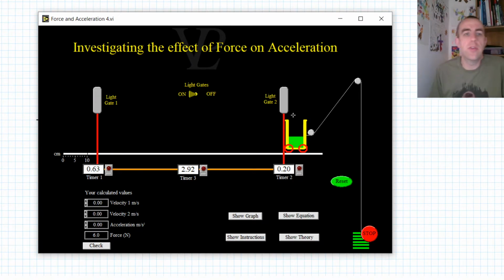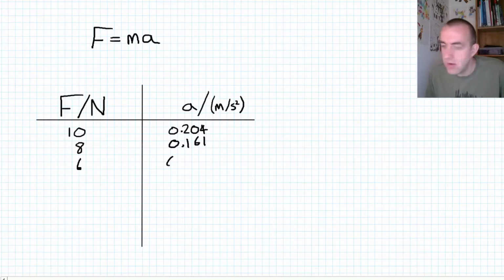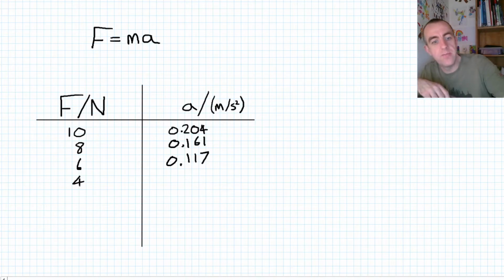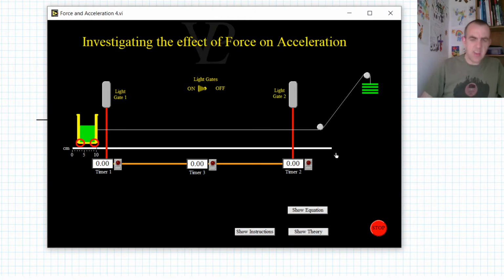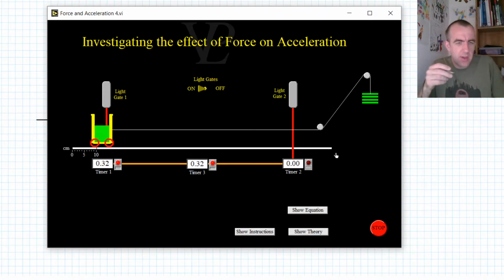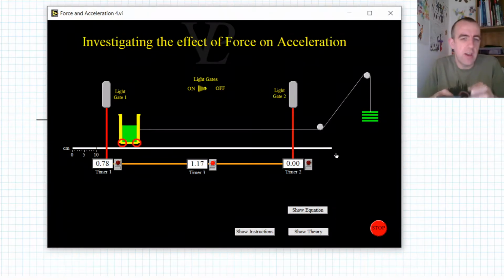So here are the results for my 6 newtons, I believe it was. And so let's write these in here. 0.117 meters per square second. And we'll carry on. We'll look at 4 newtons, 2 newtons, and we'll also look at 1 newton at the end as well. Now that will give us, I think, 6 results. Really, we should need 7 results, but I don't think it really matters for this particular experiment.